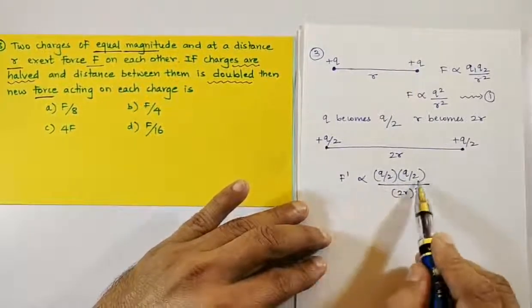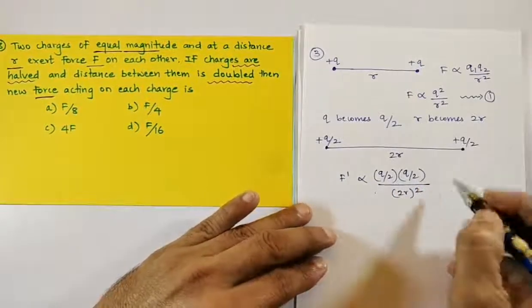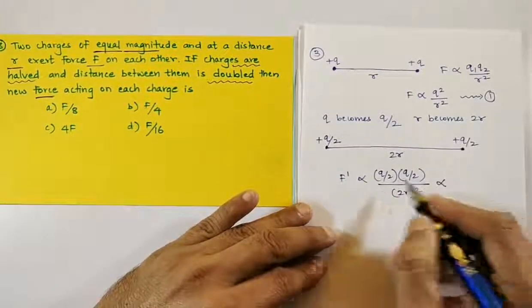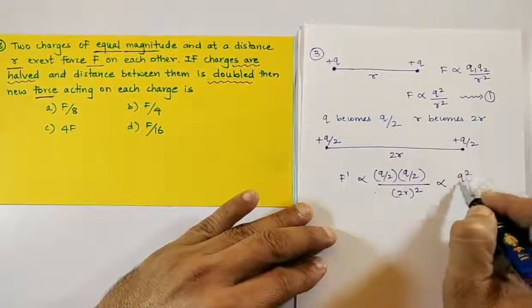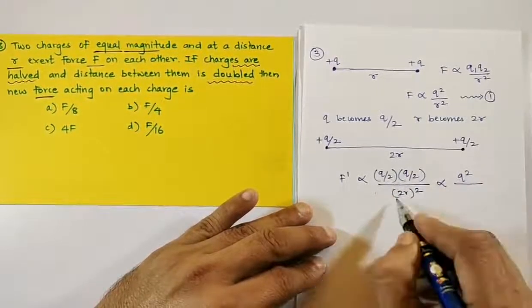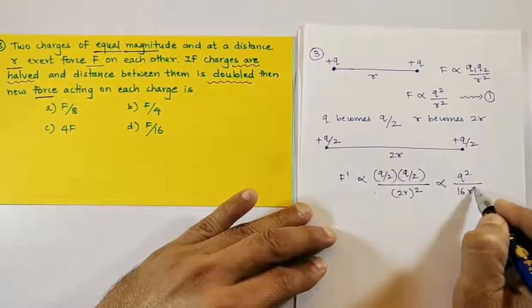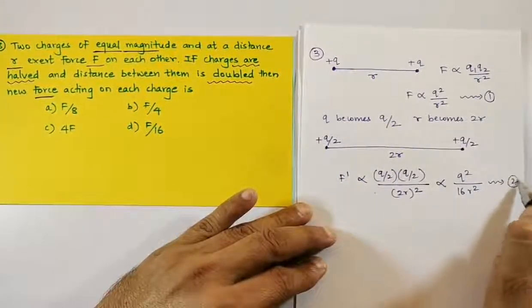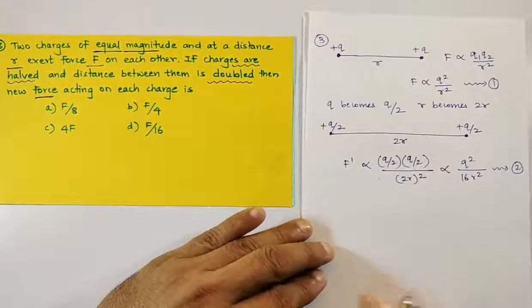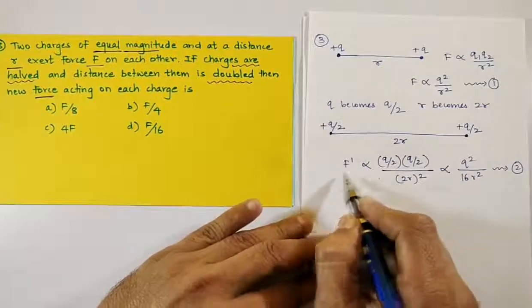Q1 into Q2 divided by r square. So if I simplify this, you will have Q square, 2 into 2, 4 comes in the denominator, 2 square 4, so you will have 16 r square, this is equation 2. So you are required to find F dash, the new force.